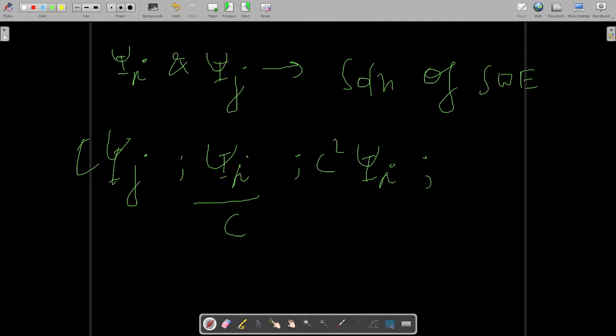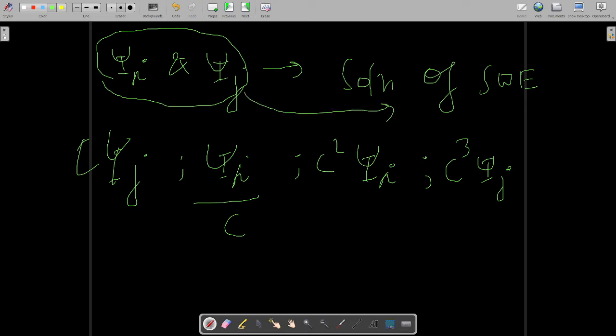Okay, so multiplying or dividing by a constant does not change the nature of the function, right? And as it does not change the nature of the function, if these two were satisfying the Schrodinger equation, their being solutions of the Schrodinger wave equation just implies that they satisfy the Schrodinger wave equation. Okay, psi I and psi j are solutions of the Schrodinger wave equation simply implies that psi I and psi j satisfy the Schrodinger wave equation.